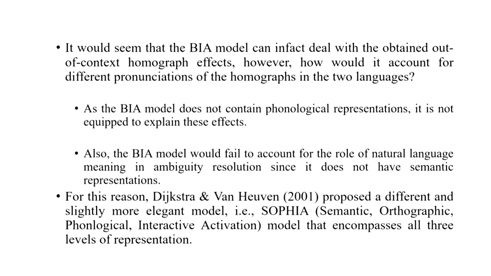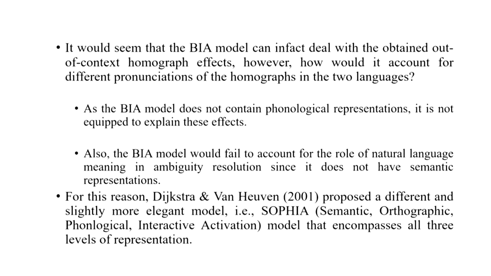However, how would it account for different pronunciations of homographs in the two languages? There are a lot of times, as I said, the word room in English is pronounced differently and it is pronounced very differently in Dutch, alright. Since the BIA model does not contain phonological representations, it is not really equipped to explain these effects. Also, the BIA model would fail to account for the role of natural language meaning in ambiguity resolution, because as I said in the start, it also does not represent meanings of the words. It basically represents features, letters, word nodes and language nodes.